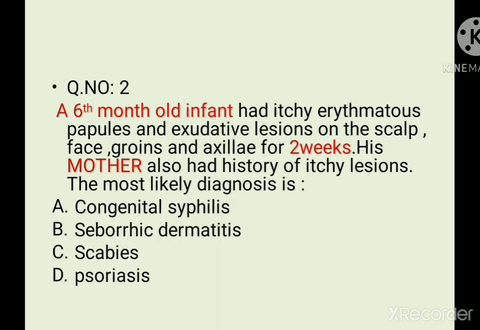A 6-month-old infant had itchy erythematous papules and exudative lesions on the scalp, face, groins, and axillae for 2 weeks. His mother also had history of itchy lesions. The most likely diagnosis is option A congenital syphilis, seborrheic dermatitis, scabies, psoriasis. The right answer is scabies.